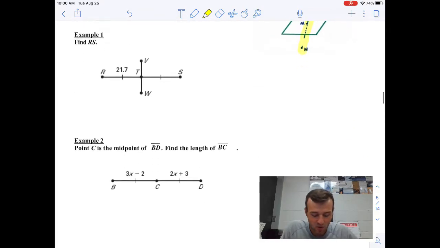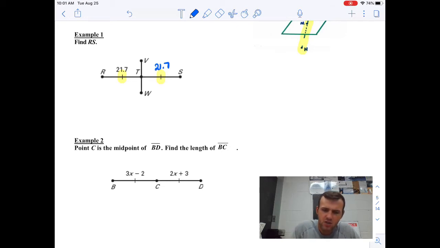Let's go to examples. So pretty intuitive. I do want to point out on this here, look at the tick marks. That shows us they are the same. So if they are the same, that means they also have equal distance. So if RT is 21.7, TS will also be 21.7.